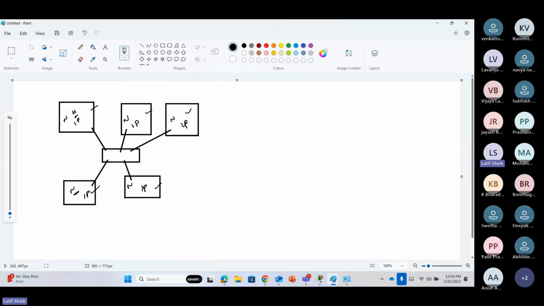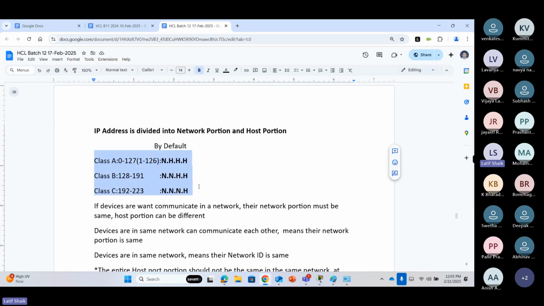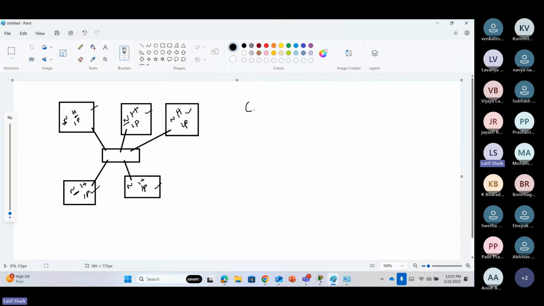The network portion represents whether all the systems belong to that network or not. It will check, and if both systems' network parts are the same, they will communicate with each other. So that is the purpose of the network and host portions. For class A, class B, and class C we are using this. If you are using a class A IP address, the first portion is the network by default, and the remaining become the host portion. Only the first portion is the network portion.